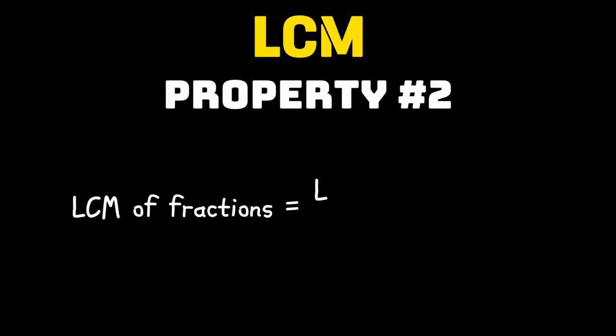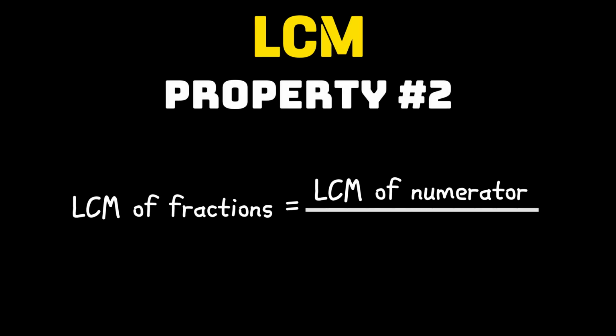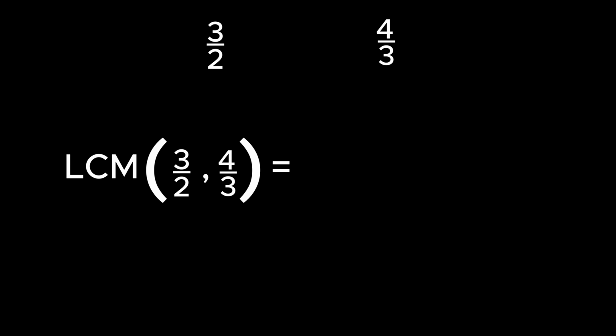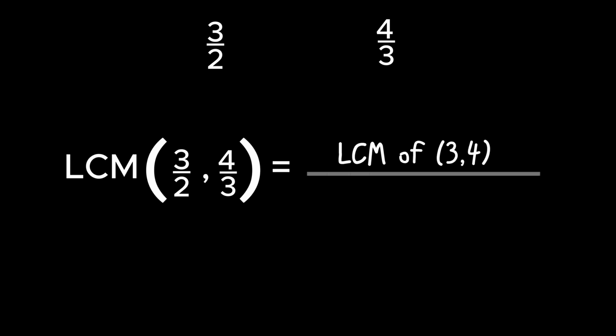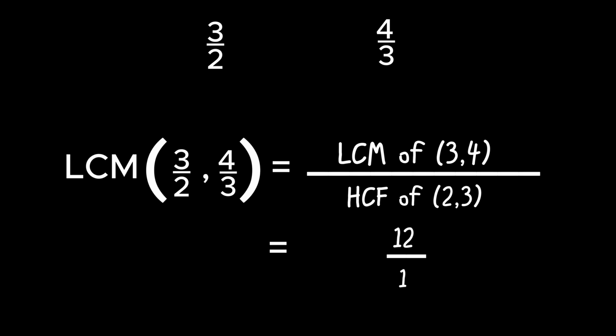LCM of fractions is equal to the LCM of numerators divided by HCF of the denominators. Consider two fractions as 3 by 2 and 4 by 3. LCM of these fractions will be equal to LCM of 3 and 4 divided by HCF of 2 and 3, which equals 12 by 1 or simply 12.